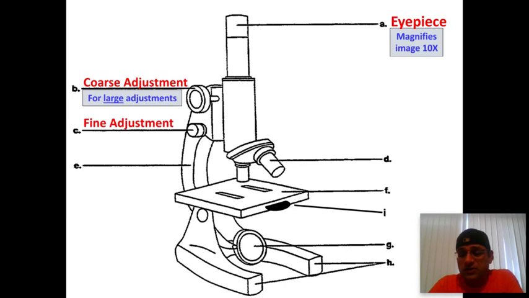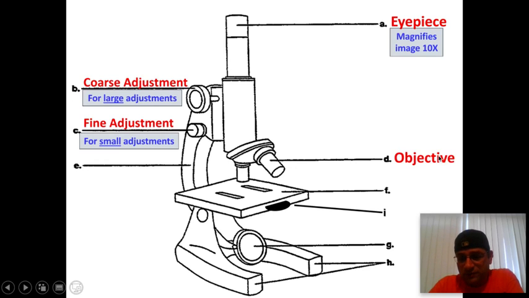Then there's going to be the fine adjustment wheel. This is for making very small changes. So typically you will put a slide under here and narrow it and get it into view using the coarse adjustment wheel. Then you will start using the fine adjustment wheel to make small changes.